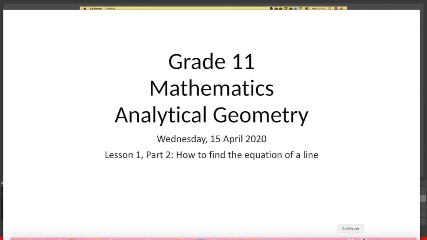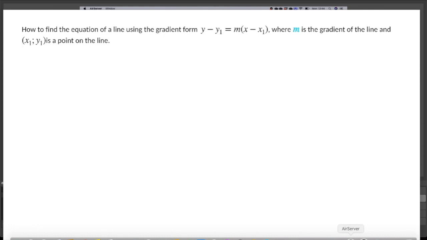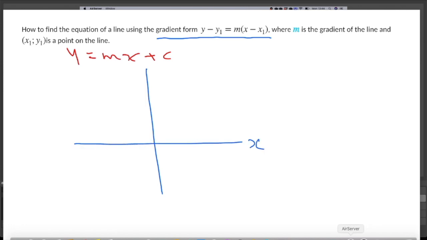Welcome, grade 11. I just want us to look quickly at another way of finding the equation of a line. We know about the form y equals mx plus c, but we can also make use of the gradient form to work out the equation of the straight line. So what we have here is a situation like this.